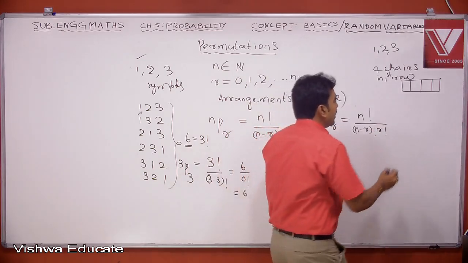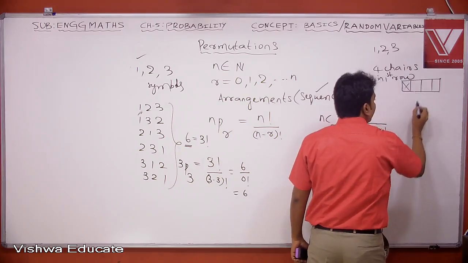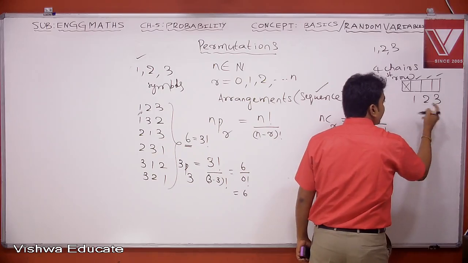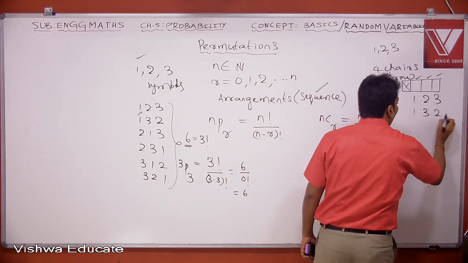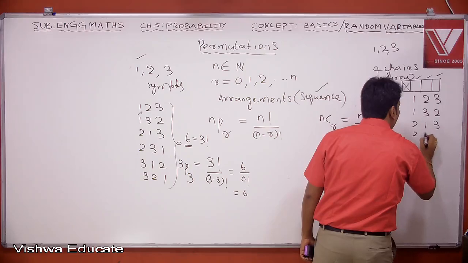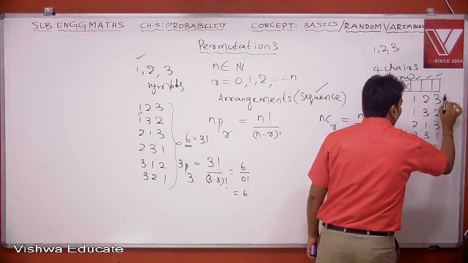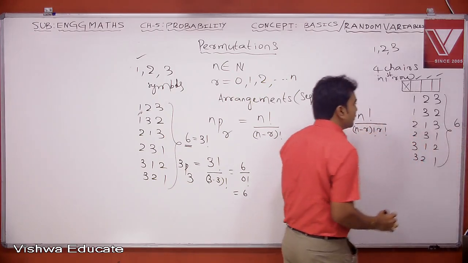Let us see. If they don't want to sit in this position, they can occupy these. So the number of permutations will be like this. Seating arrangements: 1 2 3, 1 3 2, 2 1 3, 2 3 1, 3 1 2, and this is 3 2 1. So in total the number of chances is 6.